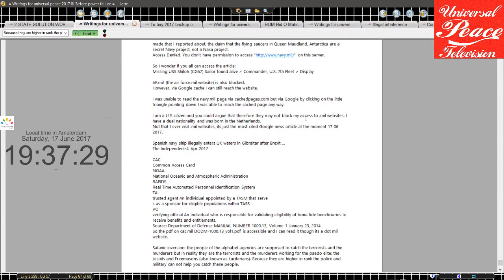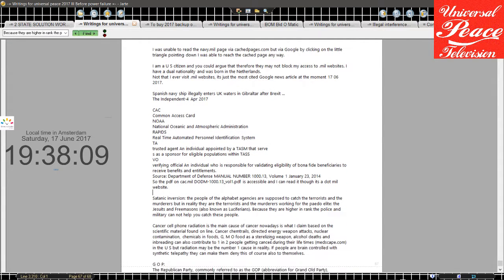CAC Common Access Card NOAA National Oceanic and Atmospheric Administration Rapids Real-Time Automated Personnel Identification System Trusted Agent, an individual appointed by a TASM that serves as a sponsor for eligible populations within TASVO, verifying official an individual who is responsible for validating eligibility of bona fide beneficiaries to receive benefits and entitlements. Source: Department of Defense Manual No. 1000.13. Volume 1, January 23, 2014. So the PDF on cac.mil.1000.13_vol1.pdf is accessible and I can read it, though it's a .mil website.